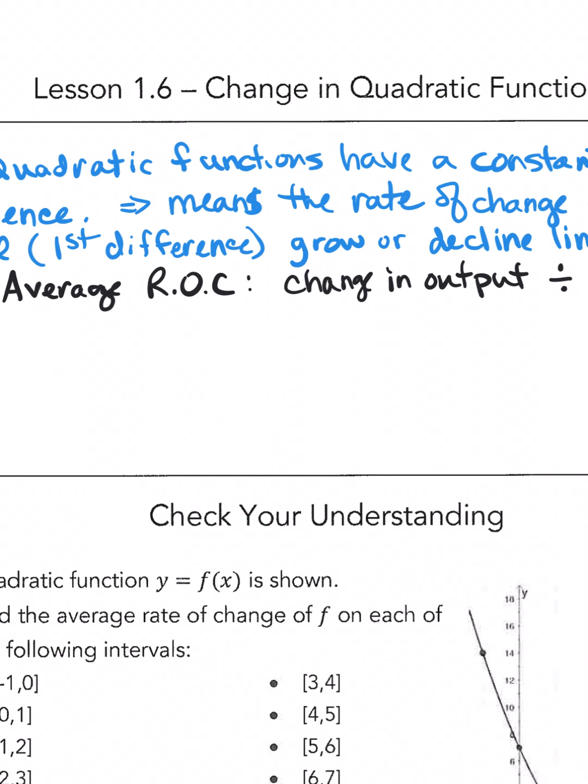All right? And then per what? Per unit. In other words, in our case, per unit was what? Feet per second. Something per something, right? So for example, feet per second.